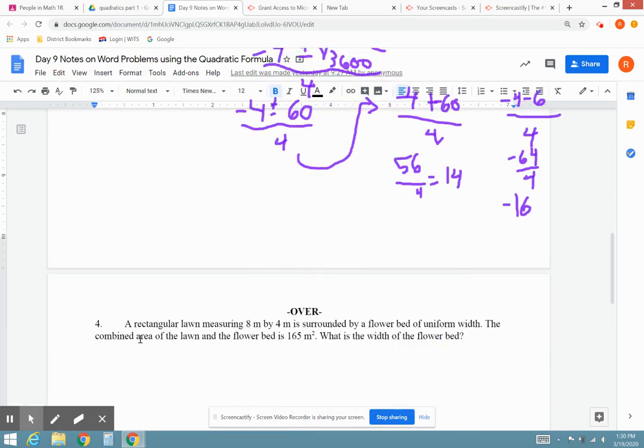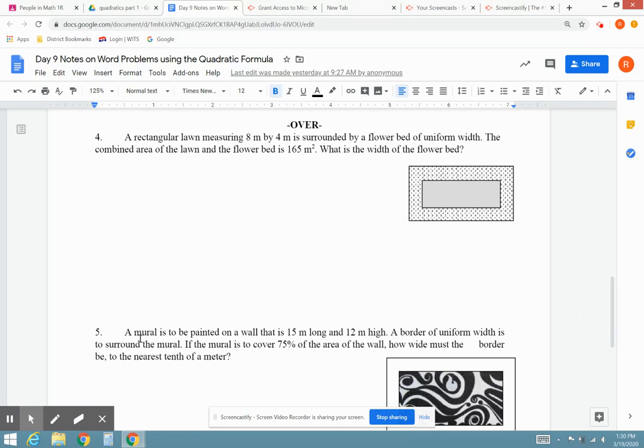All right, I'm scrolling down to, let's do number 4. Number 4 is a great question. You see lots of questions like number 4. The Regents really likes this type of question as well. So it says a rectangular lawn measuring 8 by 4 meters. So this inside piece here is 8 by 4. So this would be 8, and this side right here would be 4. Okay, so I would be able to find the area of this.